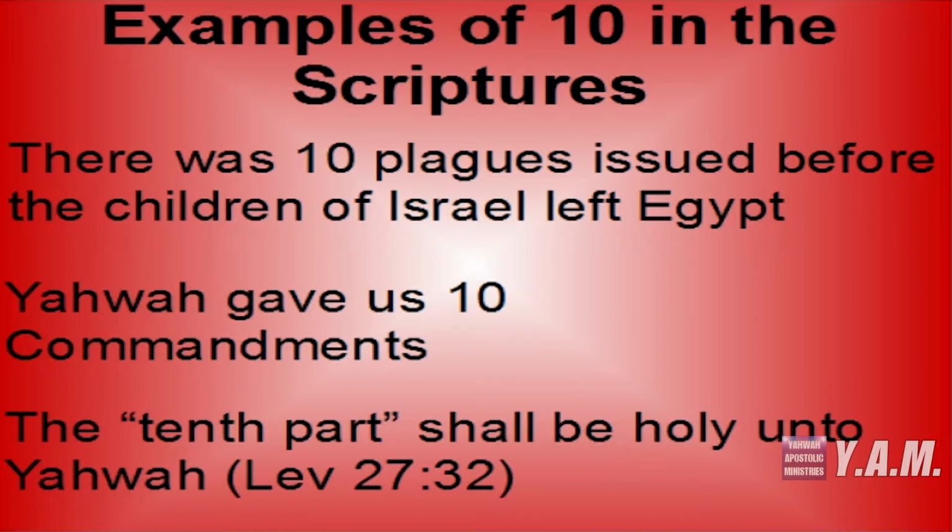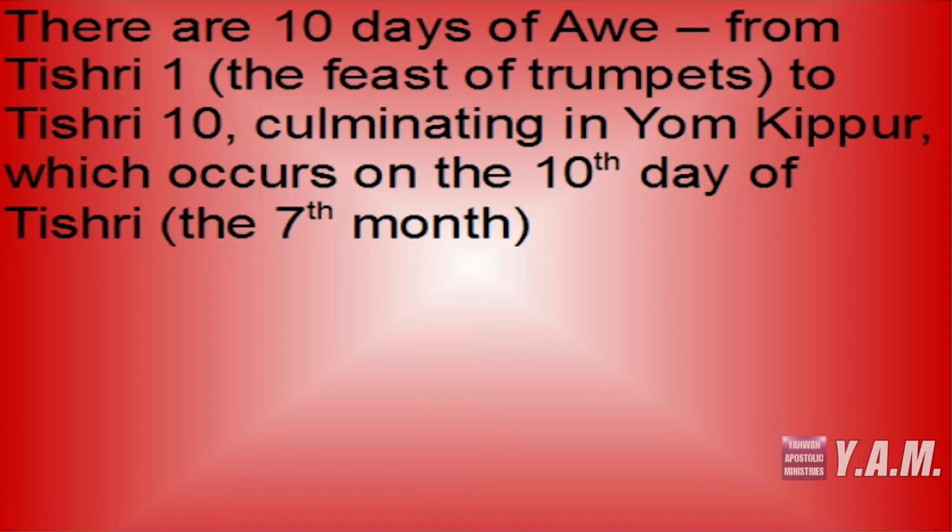There are 10 days of awe from Tishri 1, the Feast of Trumpets, to Tishri 10. Tishri is a month of the Hebrew calendar, culminating in Yom Kippur, which occurs on the 10th day of Tishri in the 7th month. And we saw 7. We saw the significance of the number 7 as we did that letter also.